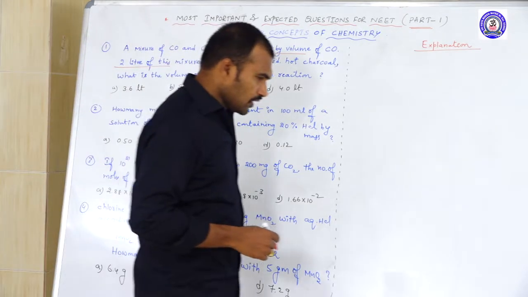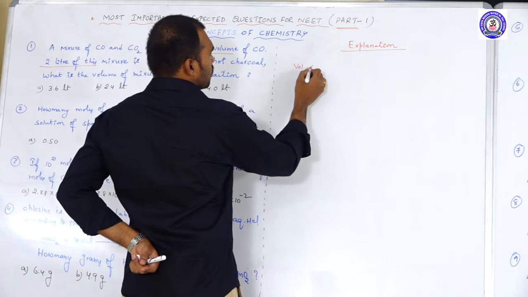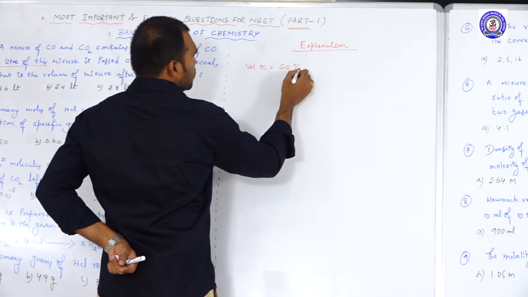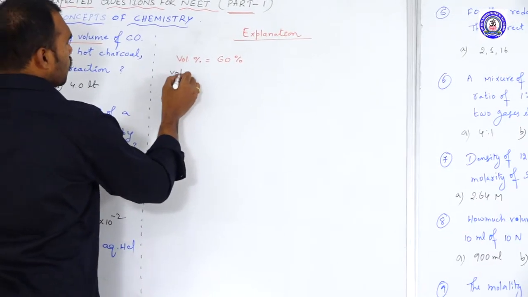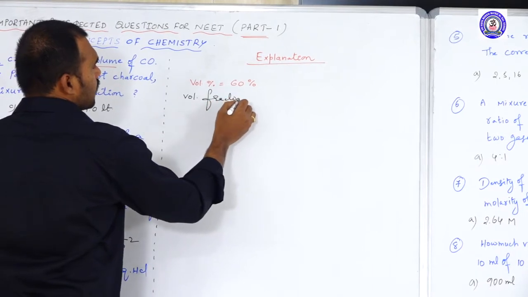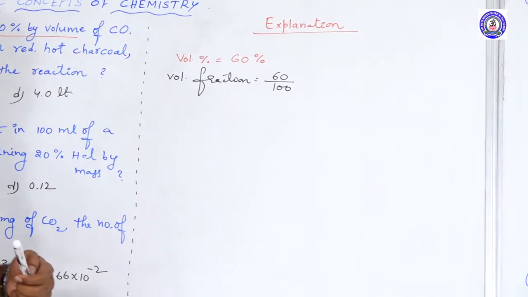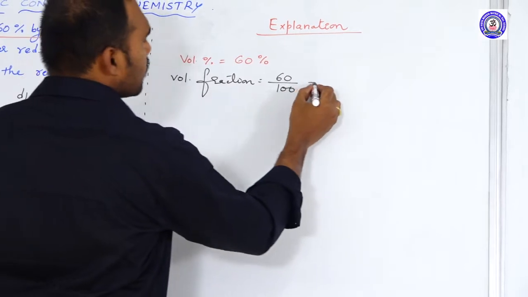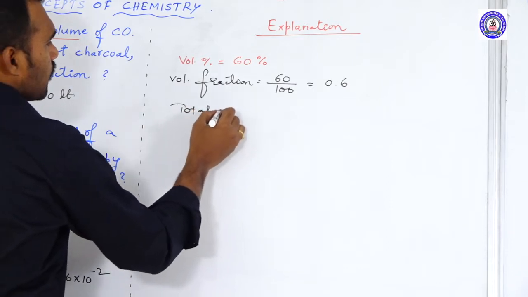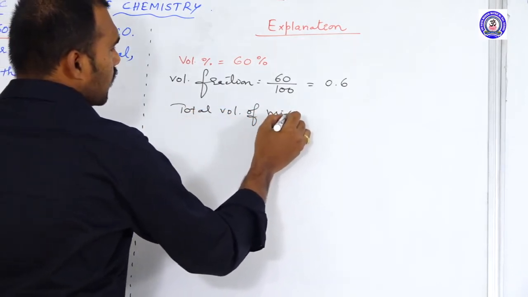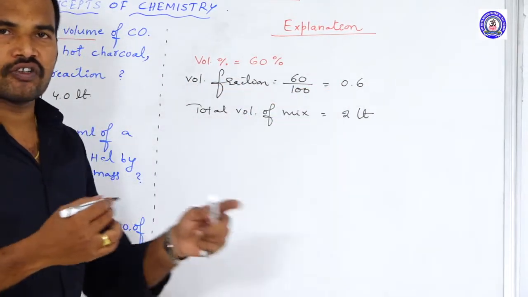Now first of all, from the 60% volume of the CO, the volume percentage is 60%. So the volume fraction is equal to 60 by 100. Percent means per 100, that is 60 by 100, which is equal to 0.6. And they gave the total volume of the mixture, that is 2 liters. In the 2 liters, what are the individual volumes of both CO and CO2?